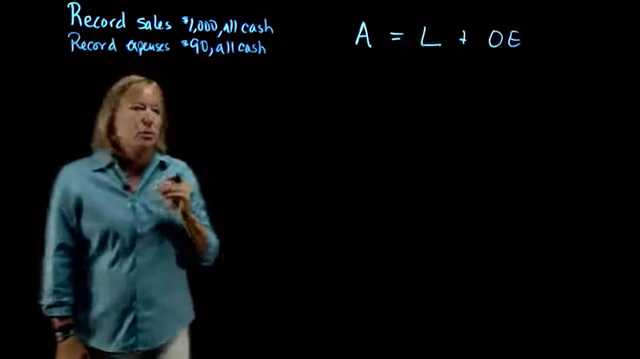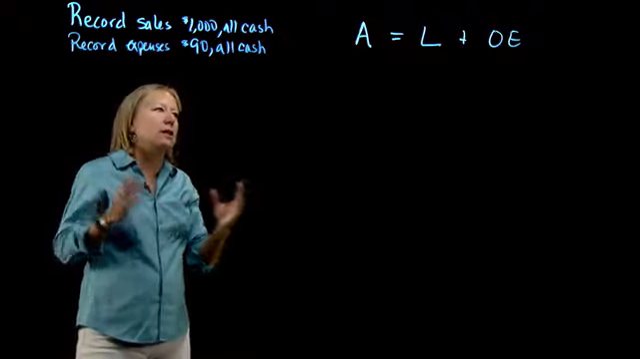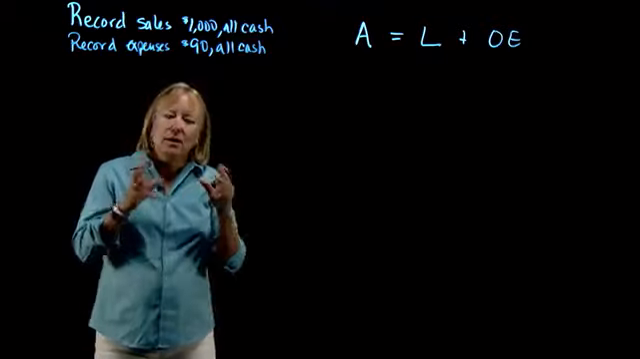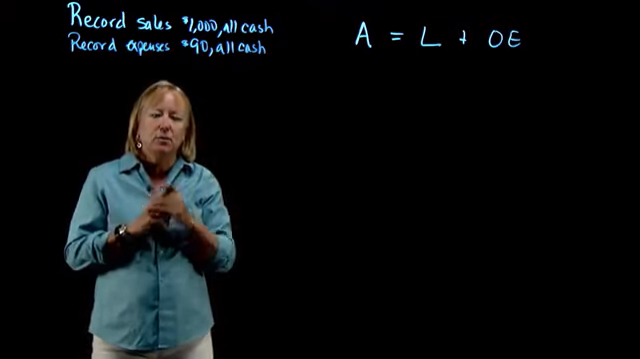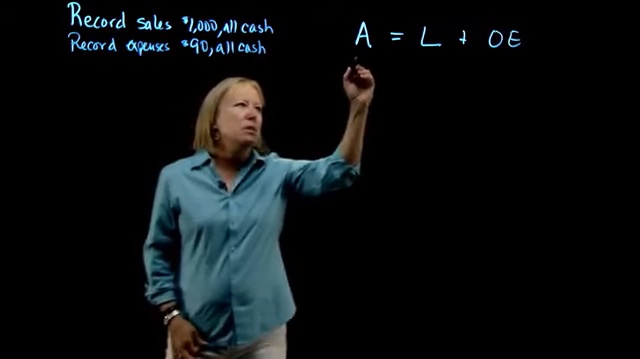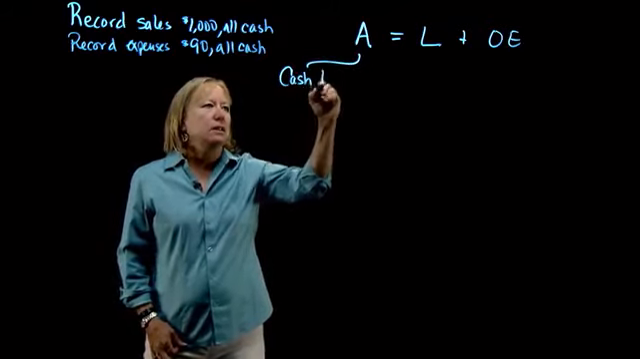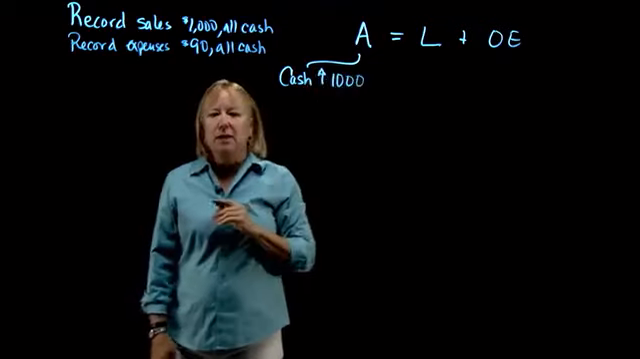In the transaction where we're recording sales of that $1,000 all in cash, let's think about what accounts are affected. Well, let's start with the easy part. The company receives cash when it makes these sales. So we know that cash, which is an asset account, goes up by $1,000.